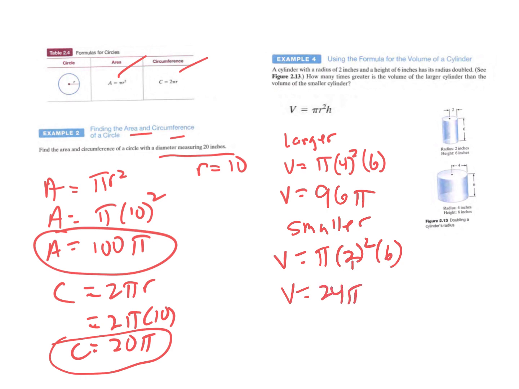So we want to know how much greater. I subtract, 96 pi minus 24 pi, and I end up with 72 pi. In this case, it's 72 pi cubic inches. So the volume is 72 pi cubic inches less.